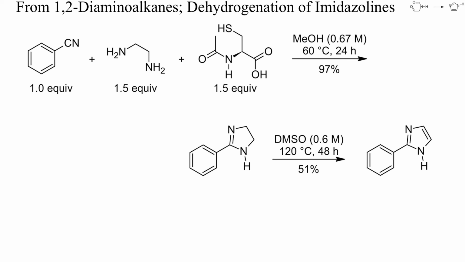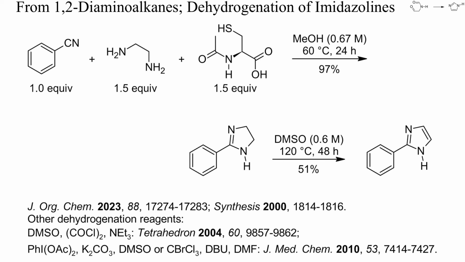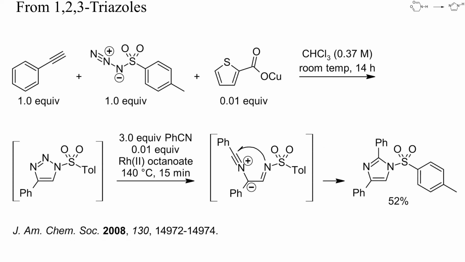Here, this reaction was catalyzed by an excess of N-acetylcysteine, a non-volatile thiol of tolerable smell. Heating the imidazoline in DMSO for 2 days brought about dehydrogenation and aromatization. Other reagents suitable for this kind of dehydrogenation include oxalyl chloride in DMSO, diacetoxyiodobenzene, and bromotrichloromethane. Alkynes can be transformed into imidazoles by intermediate formation of triazoles.